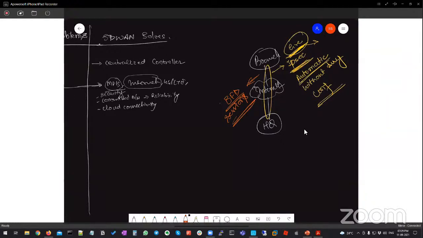Okay. But if I talk about needing to remove the MPLS, then that is not a problem. SD-WAN can run over MPLS as well. If you want MPLS, you can run it over that as well.